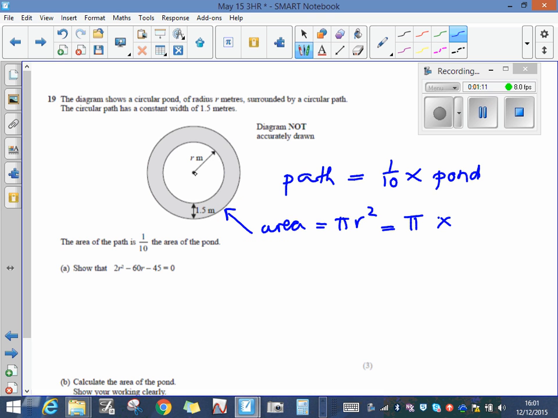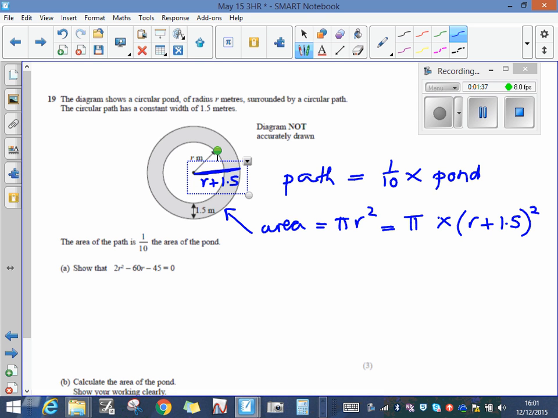The radius of the outside circle is the distance from there to there. And the distance from there to there, well, this bit is r, this bit is 1.5, so this is actually r plus 1.5. So the radius of the outer circle is r plus 1.5. So the area of the outer circle is pi times (r plus 1.5) squared.